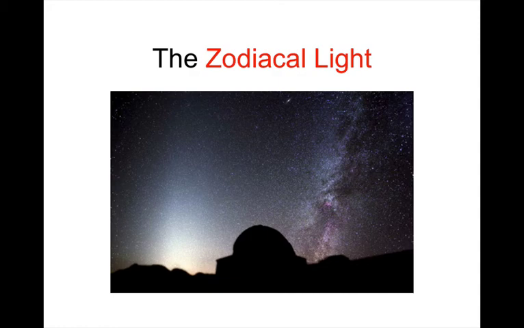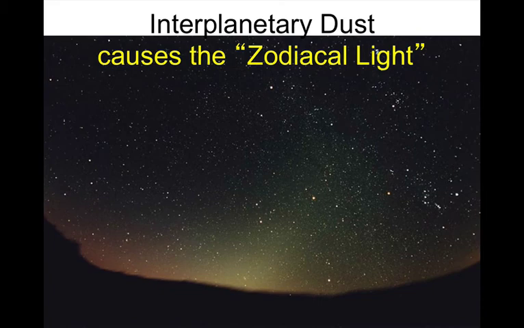So remember, in this picture, it's often confused with the Milky Way, but the Zodiacal light, first of all, doesn't have dusty patches in it, and secondly, it's not in the same place as the Milky Way. It's along the ecliptic, or the path of our solar system. There's a diffuse light. So next time you're at a really dark site, go out and look for this. So it's interplanetary dust that causes the Zodiacal light. Here's just another picture of it.